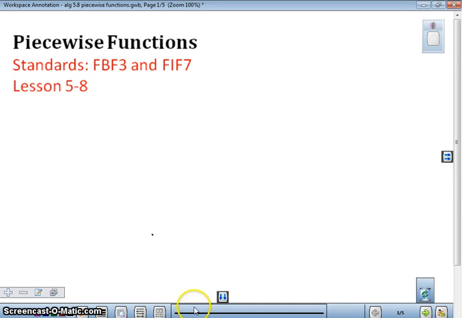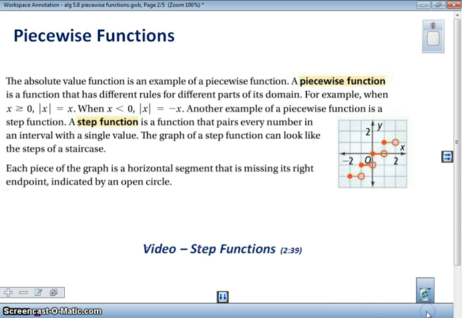Today we're looking at piecewise functions. I have a few students that are going to be gone, so as they were looking at these, they wanted the video so I could post that for them.